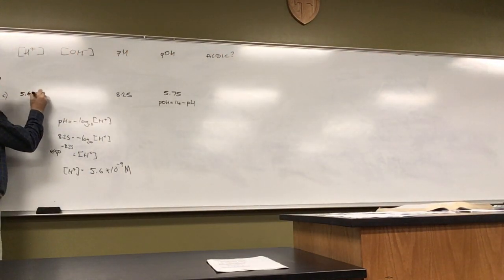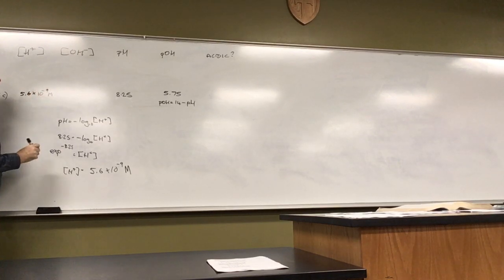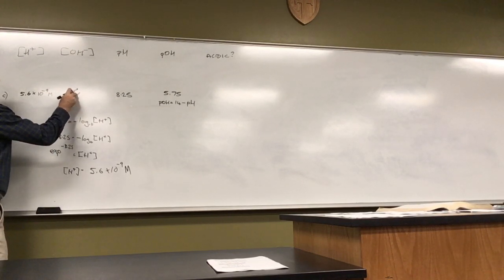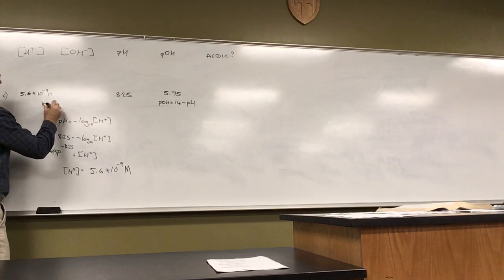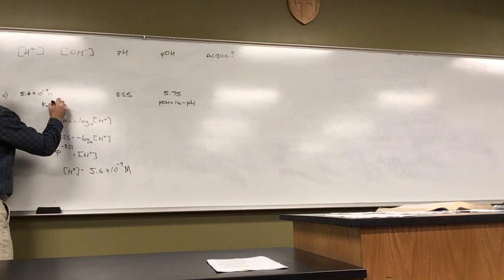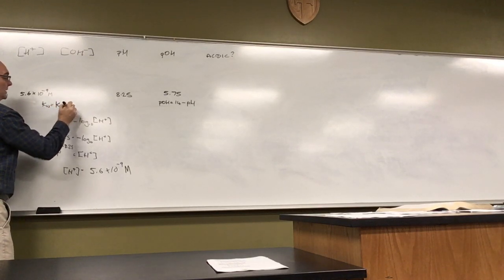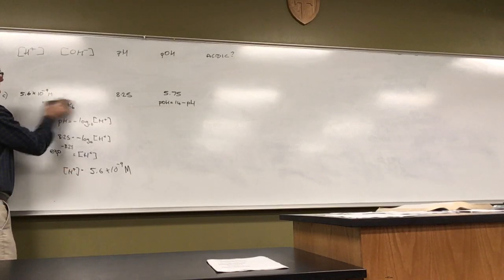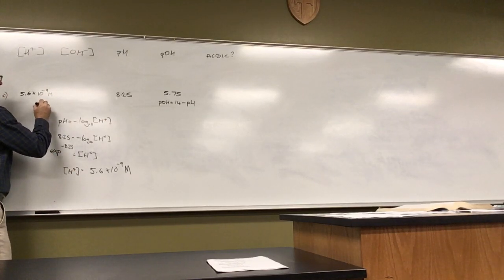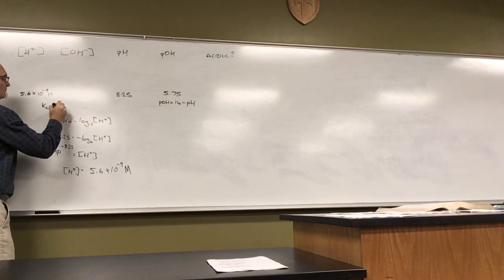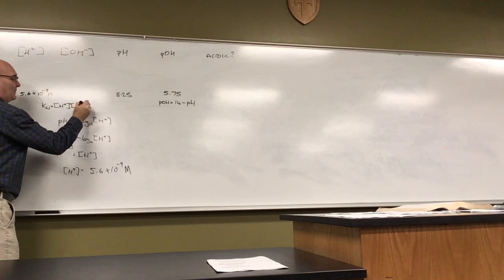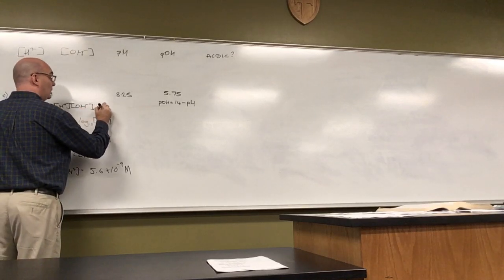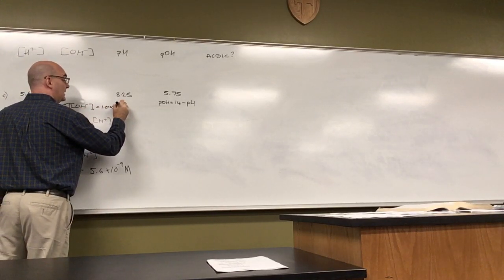So I've got this. Now, I can get to this number here by saying KW equals KA times KB. That's not what I would, it was on my mind, but that's not going to help. This. Okay? And that equals 1 times 10 to the negative 14.